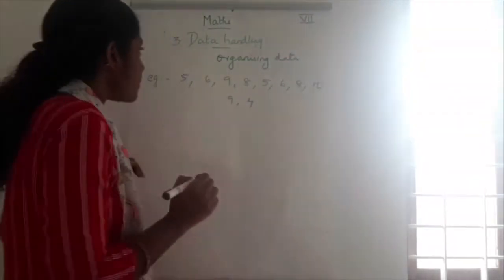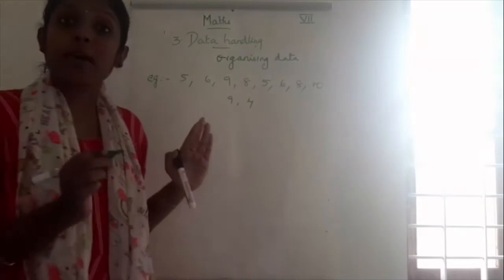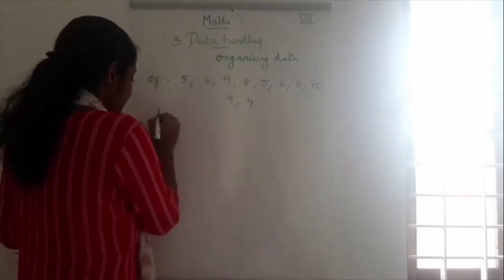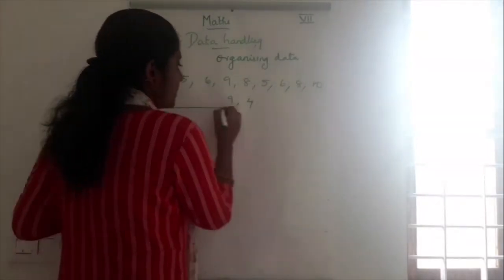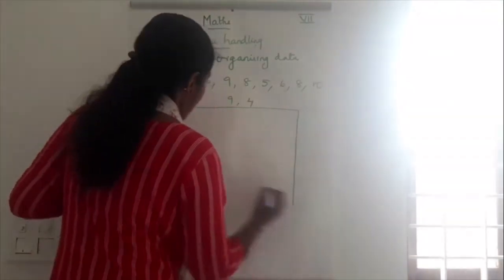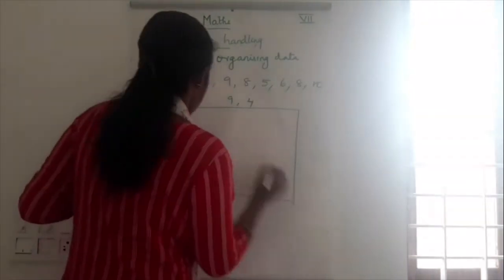So what we have to do is add the data, or organize the data, in the form of a table. So we are going to draw a table, and here we are going to write marks.